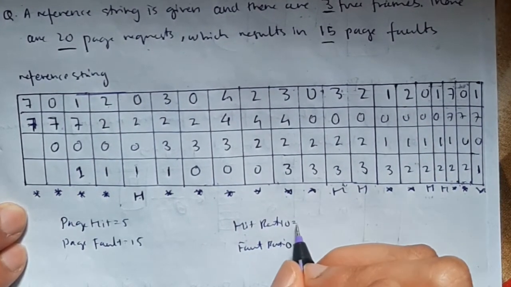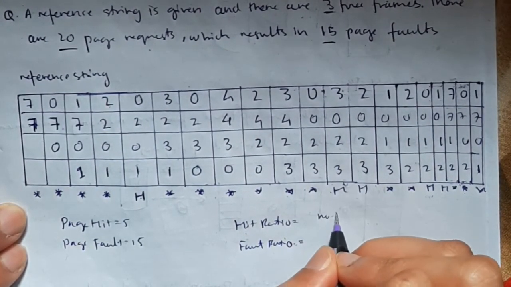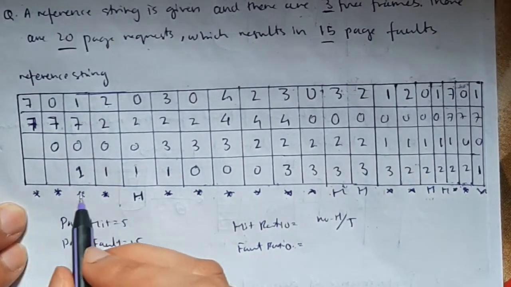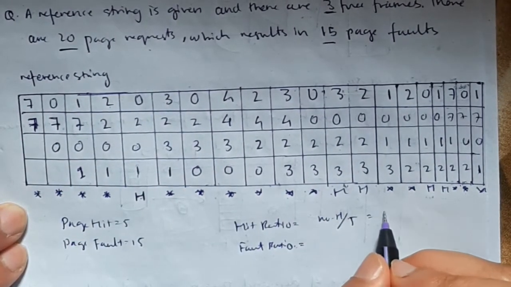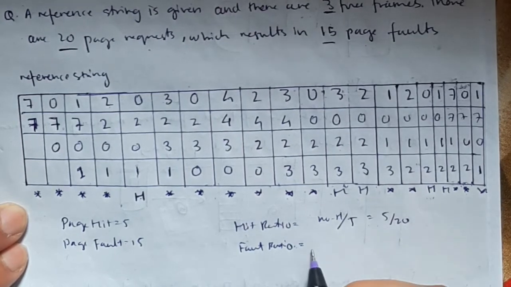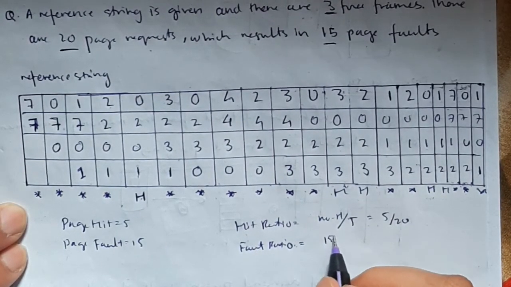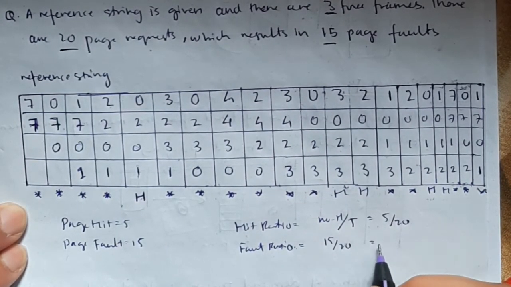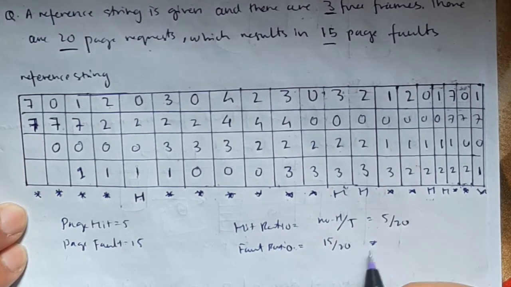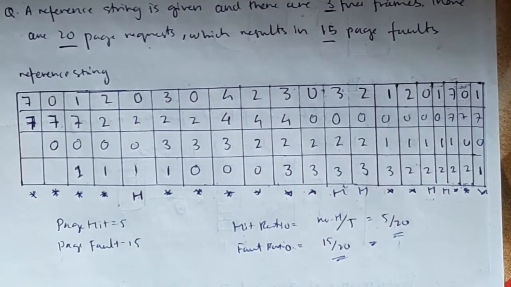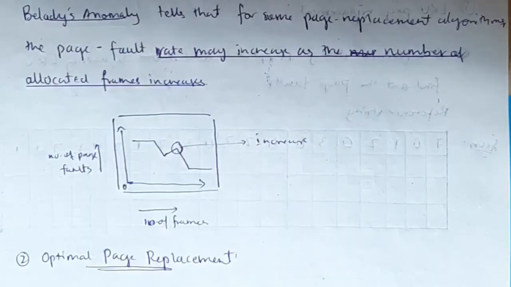Now, what is the formula for hit ratio? Total number of hits divided by the total number of requests. So it is 5 by 20, and the fault ratio is the total number of faults by the total number of requests, which is 15 by 20. So this is the hit ratio and the fault ratio for the FIFO algorithm.